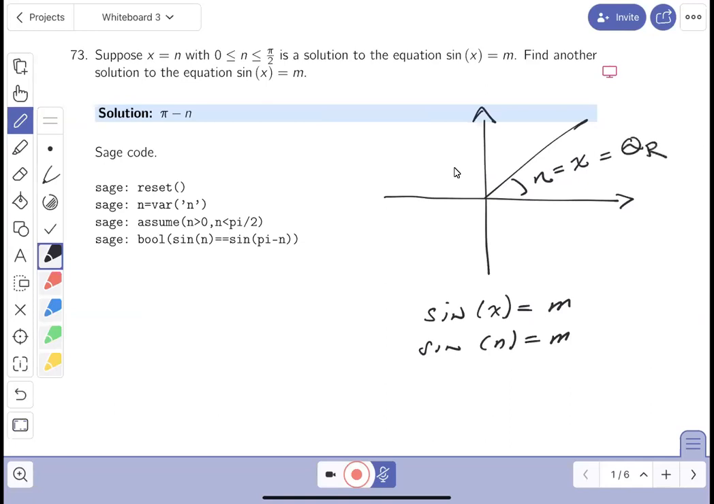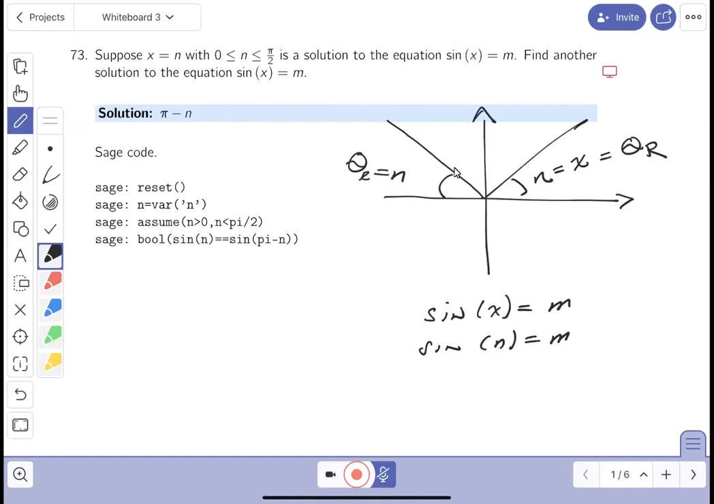Right? Now, looking at it, I would know that m is a positive number because the sine of an angle in that first quadrant would be positive. Where else would the sine be positive? In the second quadrant. So I'm going to put it over here. There'd be an angle over here. And what's the angle over here? The reference is still, this over here, still n.